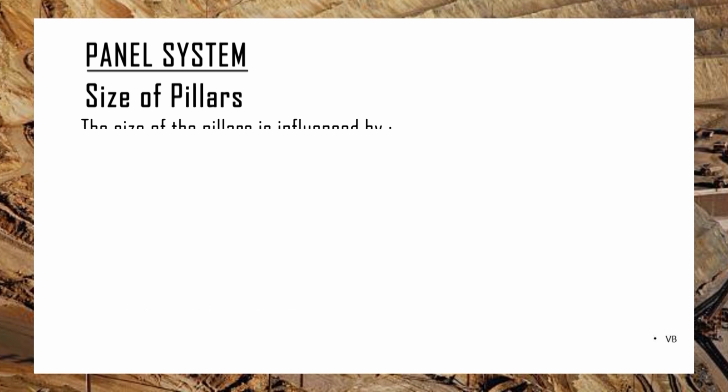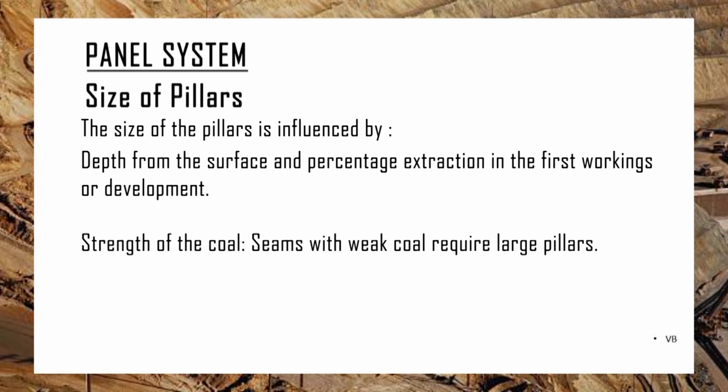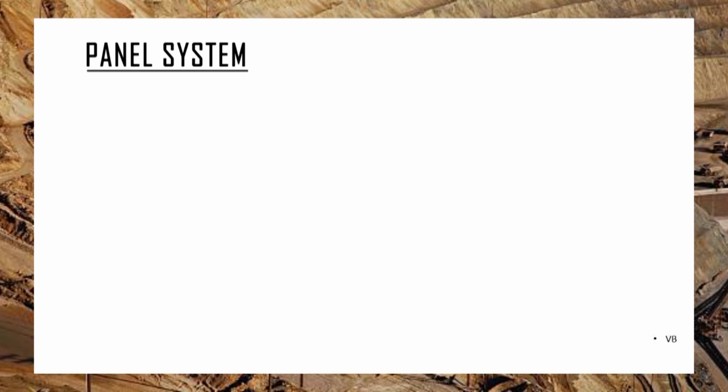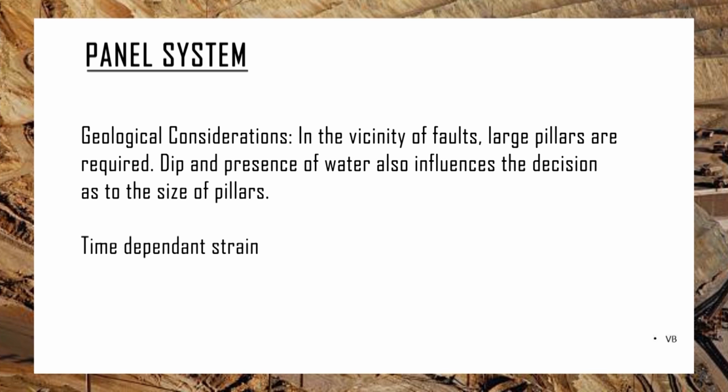Next, size of pillar. The size of the pillar is influenced by, first, depth from the surface and percentage extraction in the first working of development. Second, strength of the coal. Seams with weak coal require large pillars. Next, the nature of the roof and floor. Next, geological consideration. In the vicinity of a fault, large pillars are required. Depth and presence of water also influence the decision as to the size of the pillar.